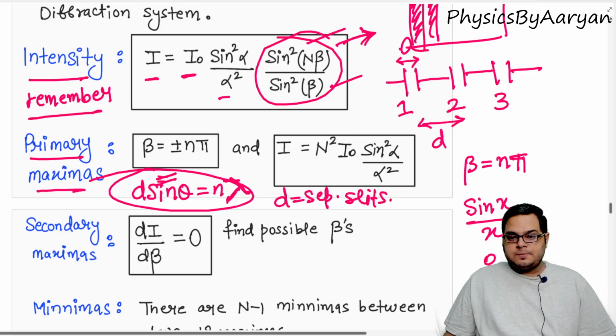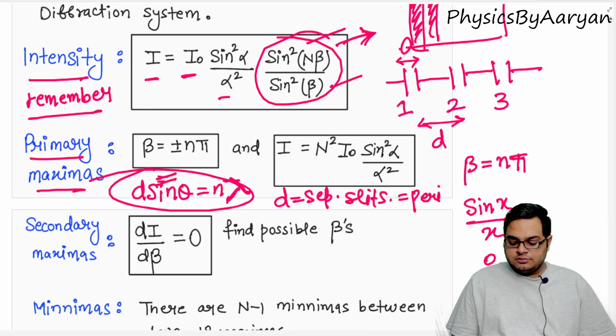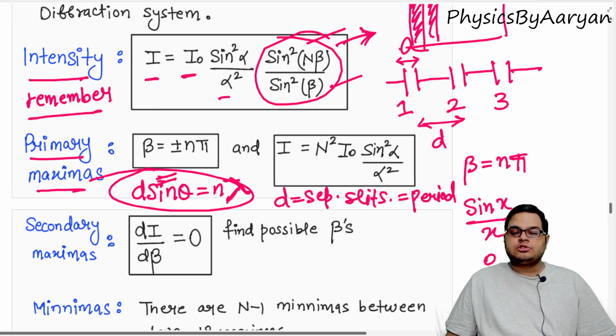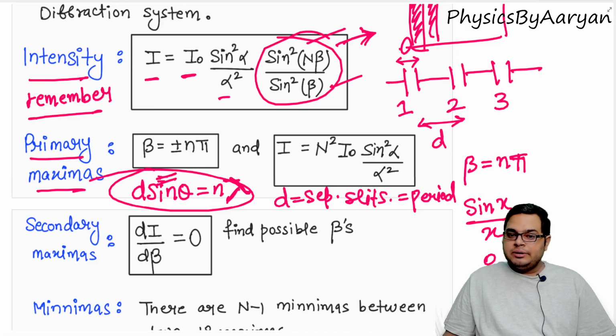Separation between the slits. Okay. Sometimes this is also known as a period. Period is also known as the separation between the slits. And that was a major confusion in this question. I will come to that.